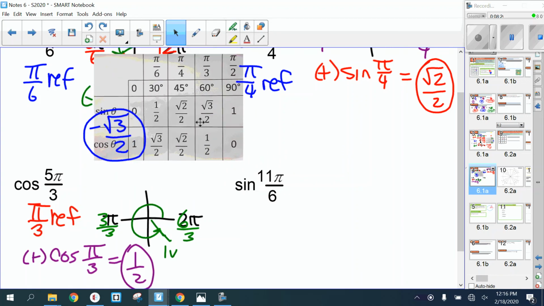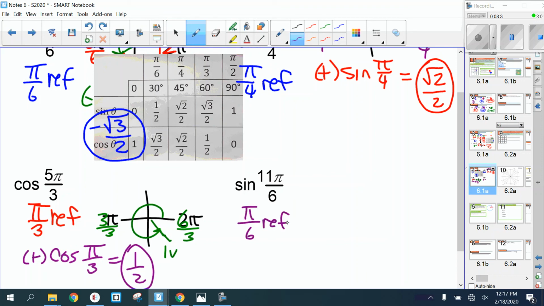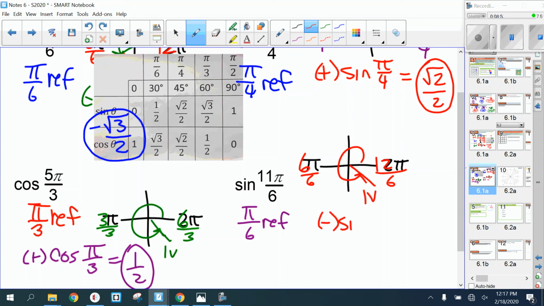So then the last one, sine 11 pi over 6. I know that's a pi over 6 reference. So then when I graph it, that's pi, that's 2 pi. Get a common denominator. We'll call this 6 pi over 6. We'll call this 12 pi over 6. 11 is right before 12, so I know I'm in the fourth quadrant. So sine is negative there. We're going to get negative whatever sine pi over 6 is. Sine pi over 6, right there, we're going to have negative 1/2. Sine 11 pi over 6 equals negative 1/2.